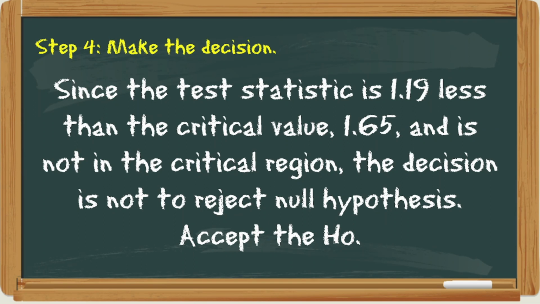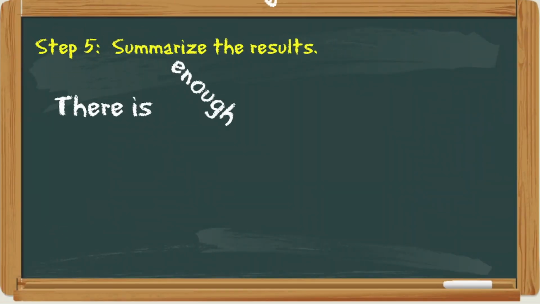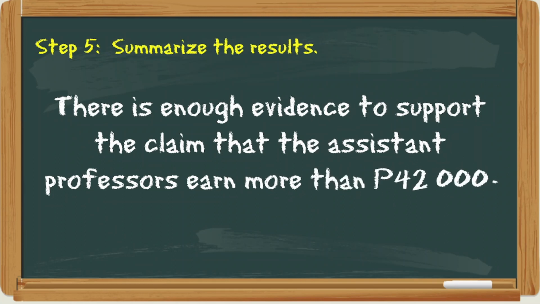Ganito yung mangyari kapag mas mababa yung sagot mo sa step 3 dun sa sagot mo sa step 2, you will not reject the null hypothesis. You will accept the null hypothesis. Therefore, proceed tayo sa step number 5. Step number 5, summarize the result. Therefore, there is enough evidence to support the claim that the assistant professor earned more than 42,000. Tama yung null hypothesis natin. Ibig sabihin, yung assistant professor, nag-earn talaga sila ng more than 42,000. So, again, accept the null hypothesis or not to reject the null hypothesis.